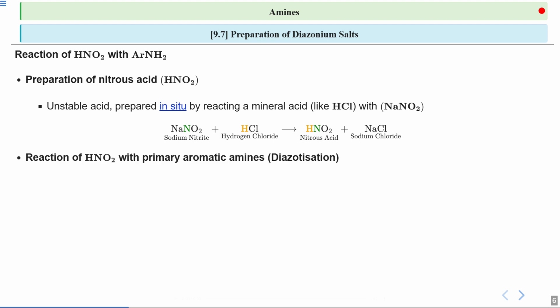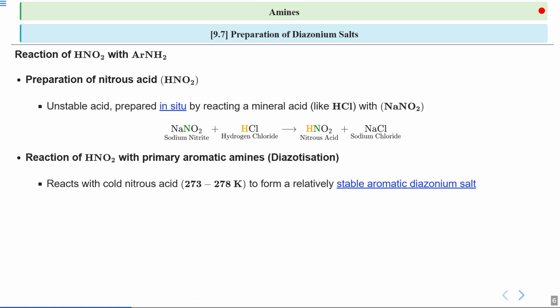Now, see the reaction of nitrous acid with primary aromatic amines, like aniline. This process is called diazotization. It is important to note one thing in this reaction: it must be done at a low temperature, typically between 273 and 278 Kelvin, so that we can ensure that the product is stable.